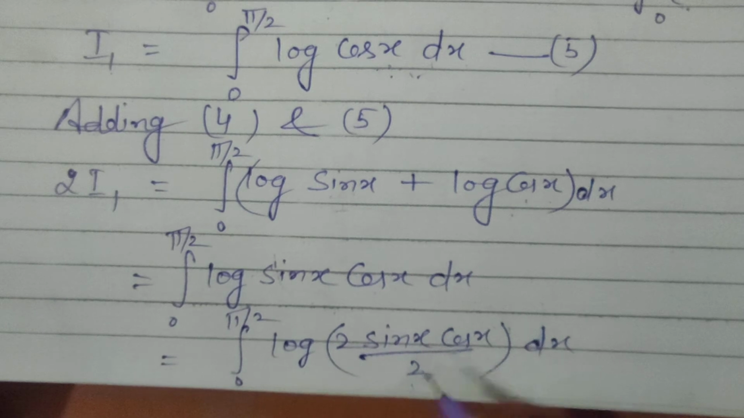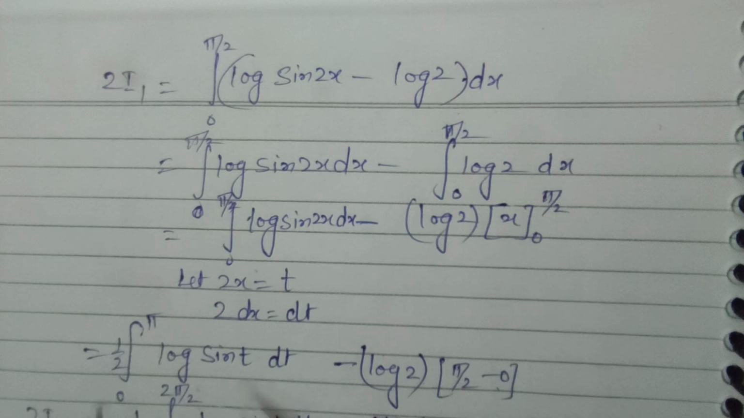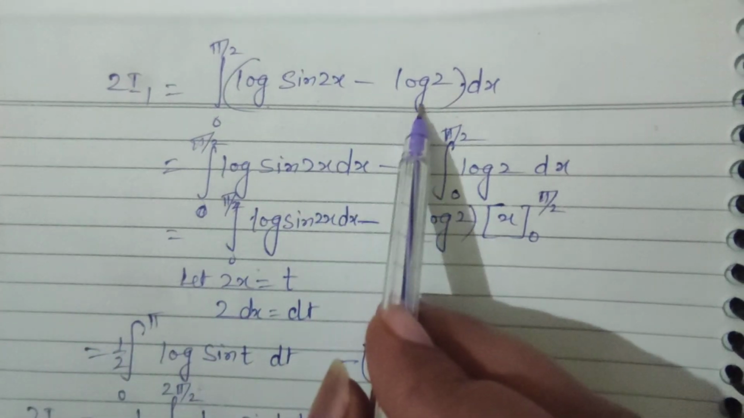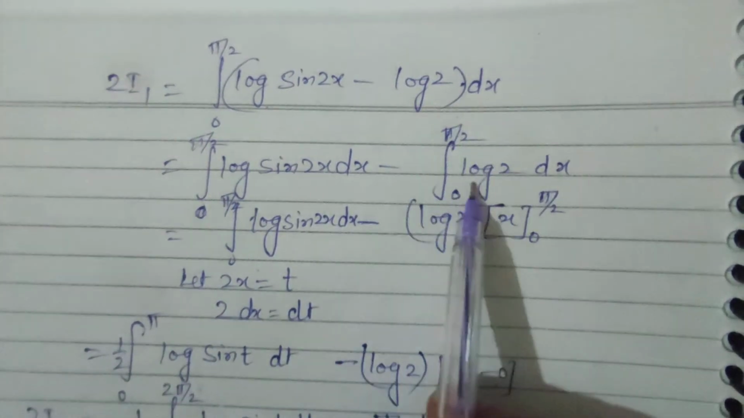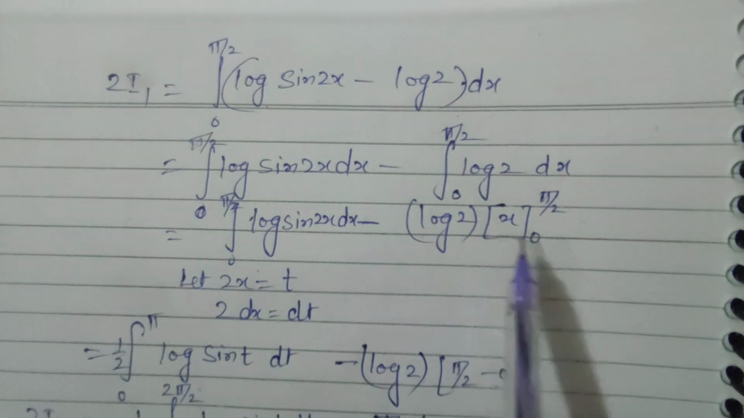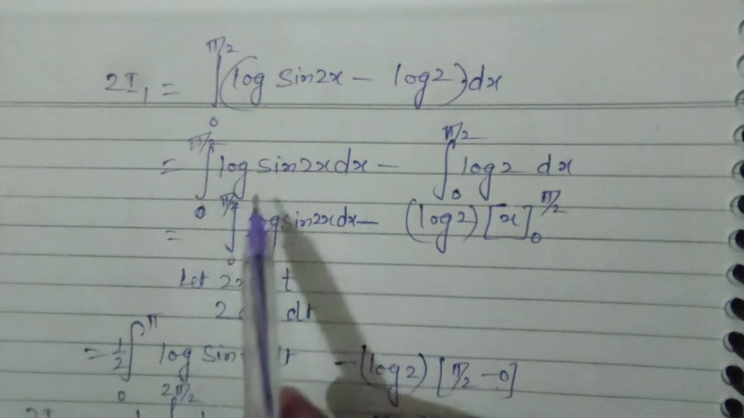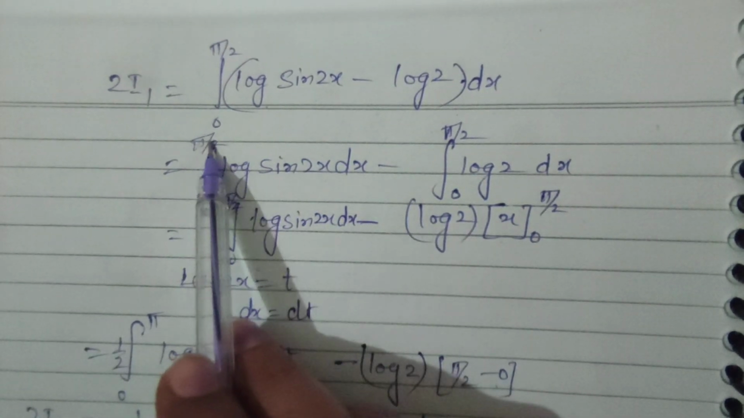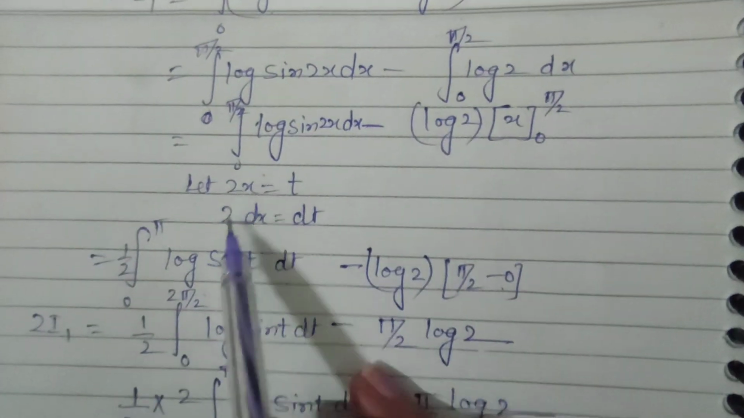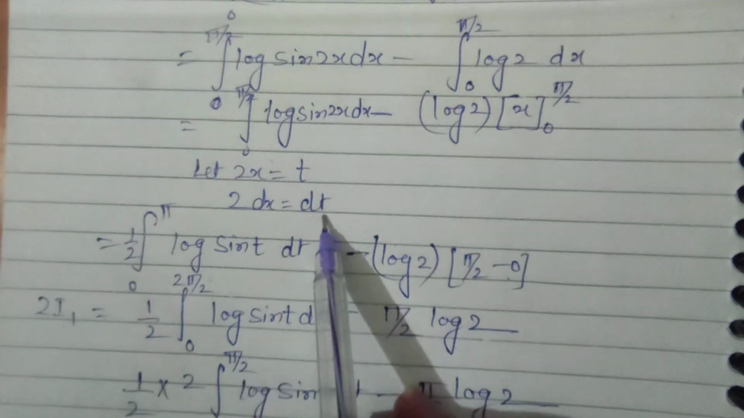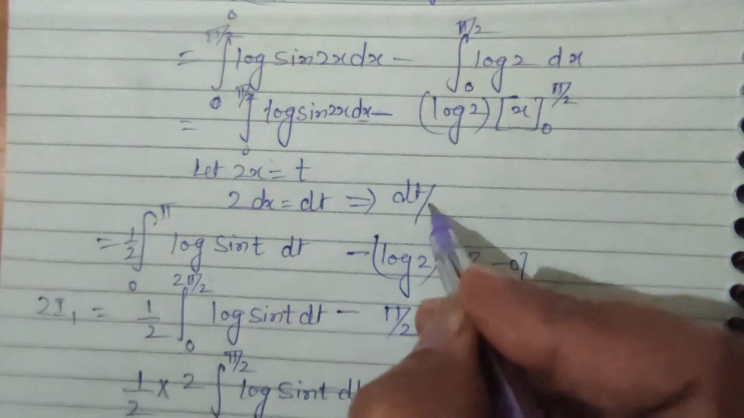Then we will separate these. Log m upon n we can write as log m minus log n. So look at this: log sin 2x minus log 2, integration of these, limit 0 to pi by 2. We can separate these. Log 2 is a constant, so we take it outside, with integration of dx, limit 0 to pi by 2. And this is log sin 2x, whose integration we have to find, limit 0 to pi by 2. Suppose 2x is t. The derivative is 2, so 2 dx is equal to dt, that means dx is dt upon 2.